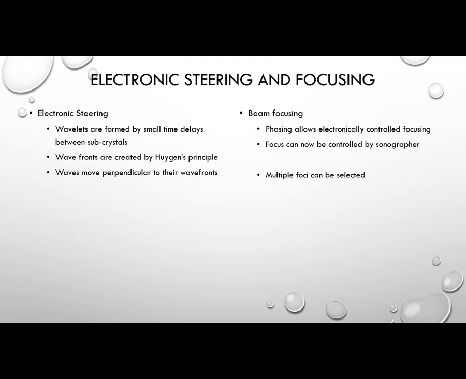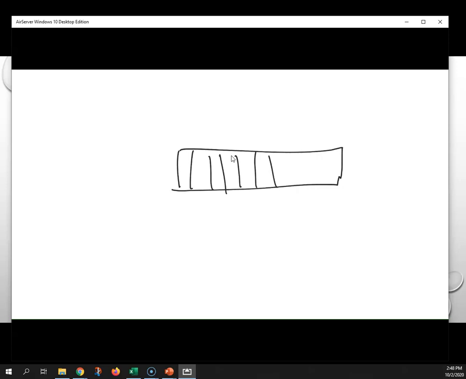So with electronic steering, little wavelets are formed by sending out pulses to the subcrystals, and each pulse that goes to each subcrystal is delayed slightly, and that forms a wavefront because of Huygens principle. And wavefronts move perpendicular to their face. Okay, so let's draw this out real quick and what we're talking about. If we have a linear array crystal, which we've been drawing now several times, so you should get used to this.